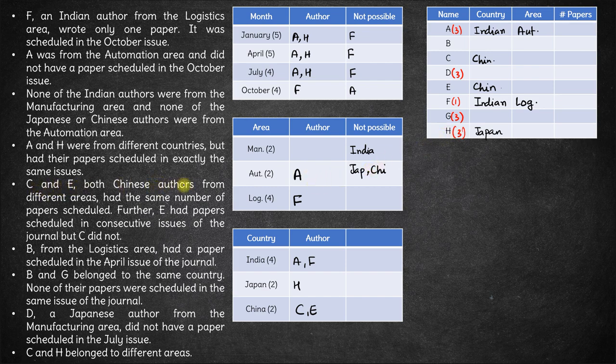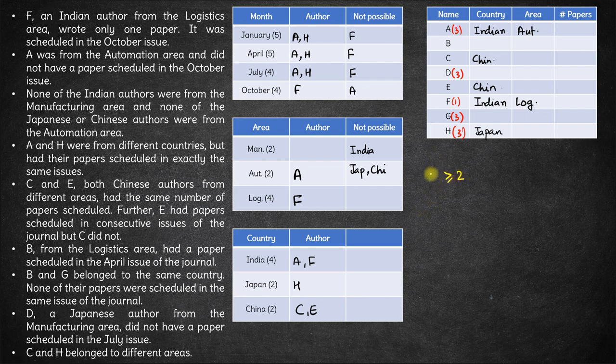Next, C and E are both Chinese authors from different areas. So the area for C and the area for E are different. We'll figure out later what the different areas are. Now they had the same number of papers scheduled. Further, E had papers scheduled in consecutive issues of the journal, but C did not. So if E had papers scheduled in consecutive issues, that means E must have published at least 2 papers. So the number of papers E publishes is greater than or equal to 2.